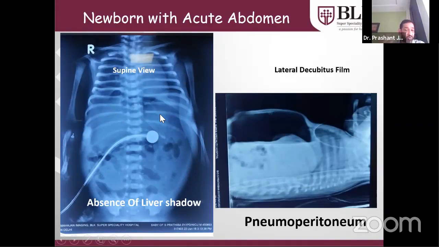under the diaphragm, which we are normally used to seeing. And this type of picture with absence of the liver shadow should strike our mind, and we should always try to rule out pneumoperitoneum. And if the child is sick, we can do a decubitus film.